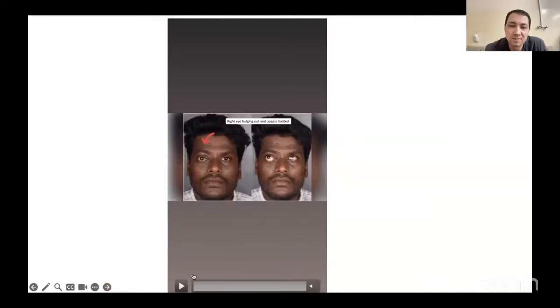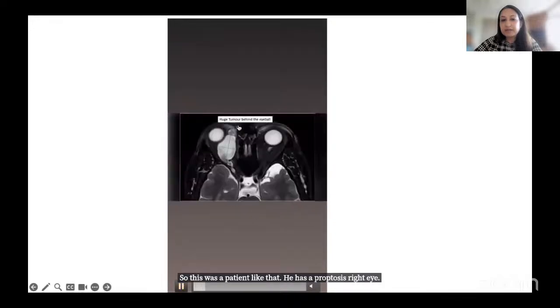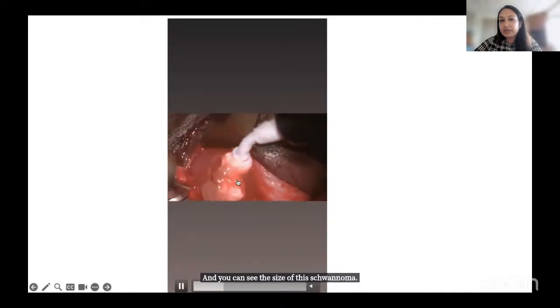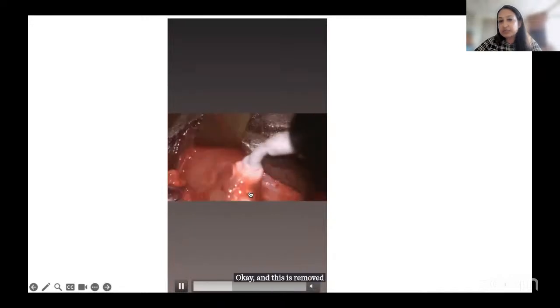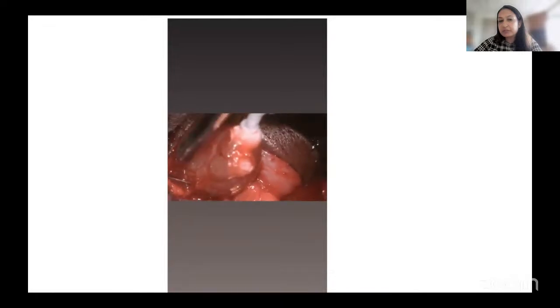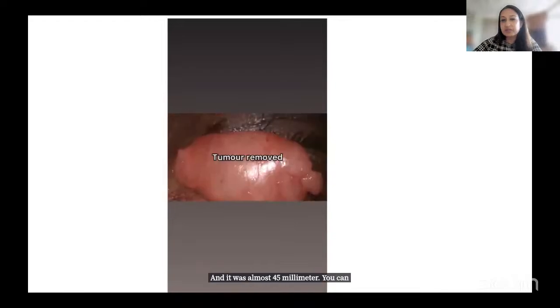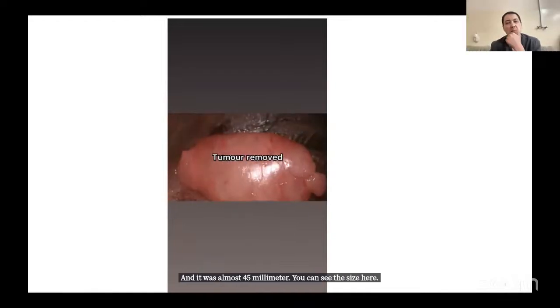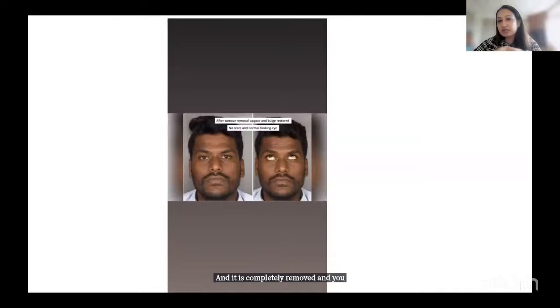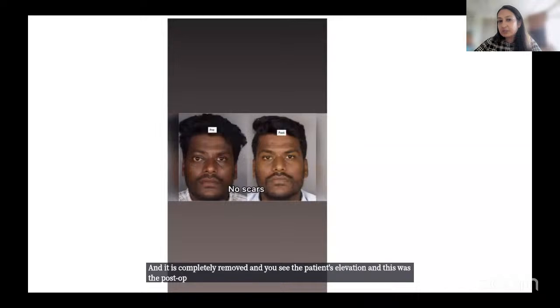Yes, please. So this was a patient like that. He has a proptosis right eye, and you can see the size of this schwannoma. Okay, and this is removed from the superior lid crease approach, and it was almost 45 millimeter. You can see the size here. And it is completely removed, and you see the patient's elevation, and this was the post-op. This is the pre and the post.